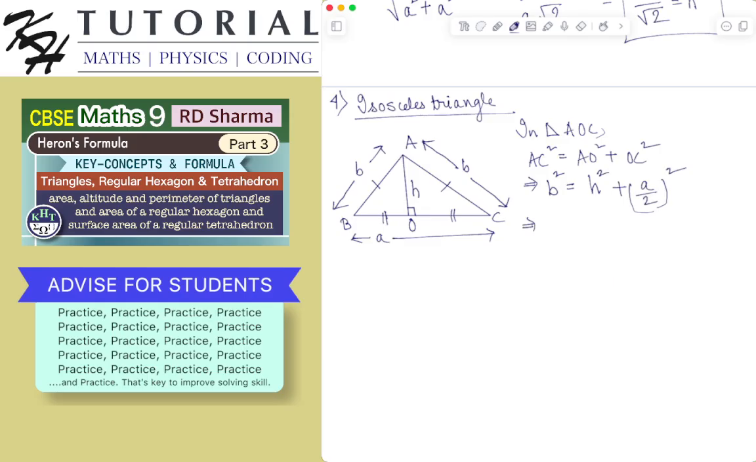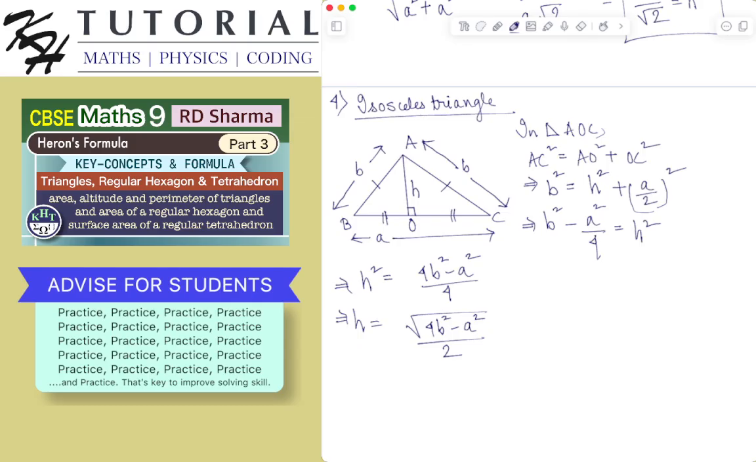So this implies b square minus a square by 4 is equal to h square. So this implies h square is equal to 4b square minus a square by 4. So this implies h is equal to square root of 4b square minus a square divided by 2. So this will be the altitude of the isosceles triangle corresponding to the side BC whose length is small a.